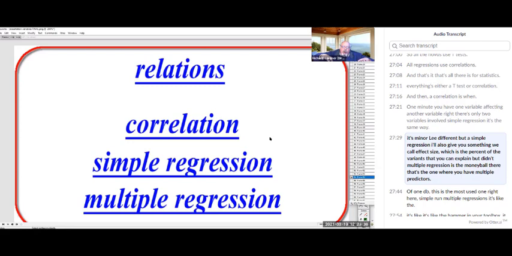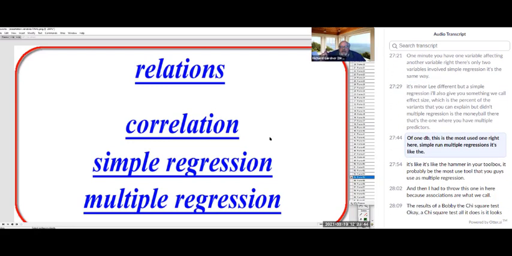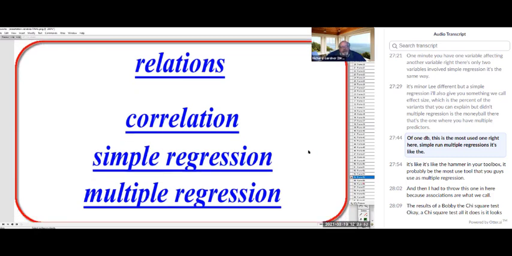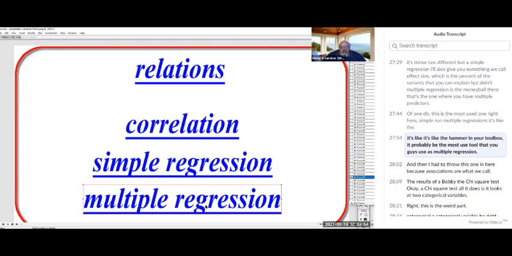But then multiple regression is the moneyball there. That's the one where you have multiple predictors of one DV. This is the most used one right here, multiple regression. It's like the hammer in your toolbox. It'd probably be the most used tool that you guys use is multiple regression.